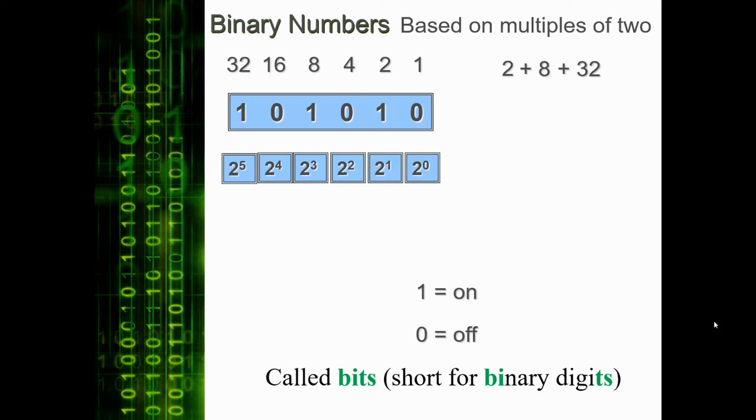From here, we just add up all the numbers. So 32 plus 8 plus 2 equals 42. So the binary number 101010 represents the number 42.